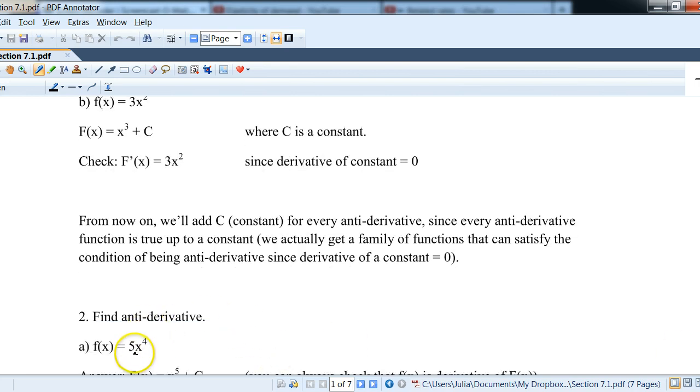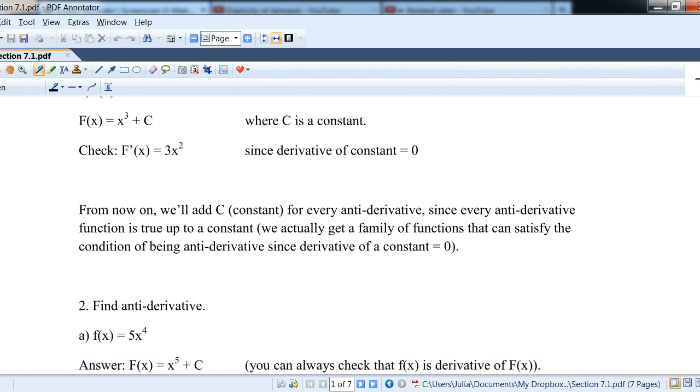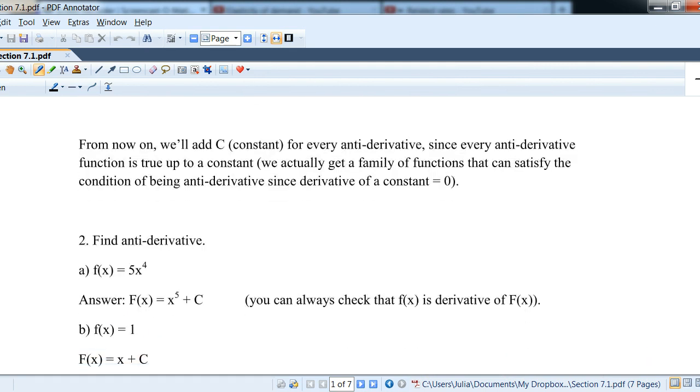What about if we had 5x to the 4th power? Hopefully you start seeing patterns. Looks like x to the 5th plus a constant. And you can always check it. What about 1? Well, you can get x, since the derivative of x is 1, plus a constant again.